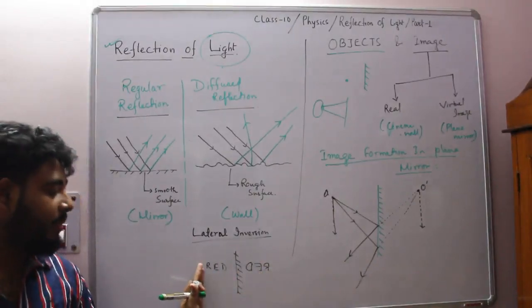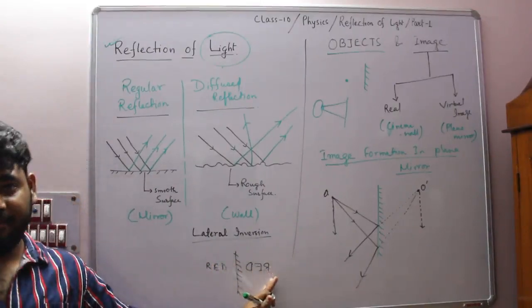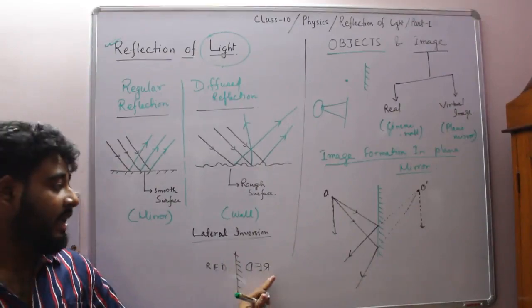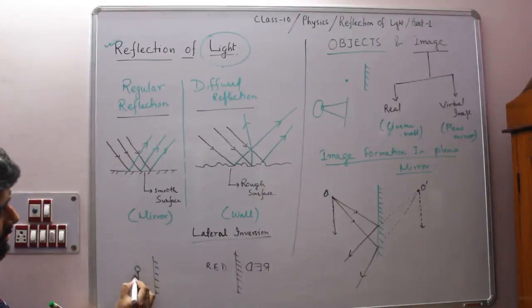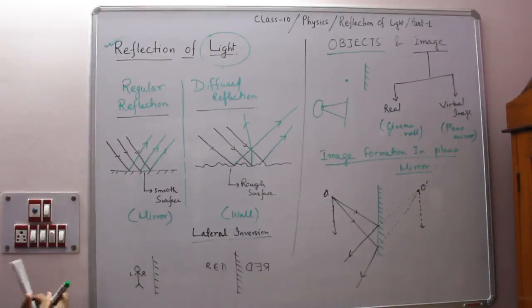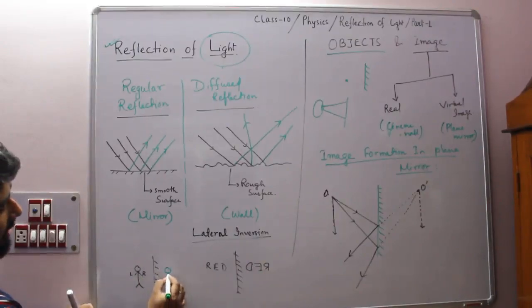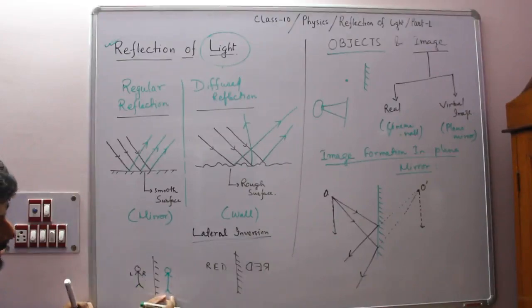So the left appearing to be right and the right appearing to be left is called lateral inversion. Lateral inversion does not mean like this. Suppose you are standing here, this is your left and this is your right, but when you see yourself in the mirror, what happens? Your head will not go down and your leg will not go up. Just the left will become right and the right will become left. So the phenomenon of left appearing to be right and the right appearing to be left is called lateral inversion.